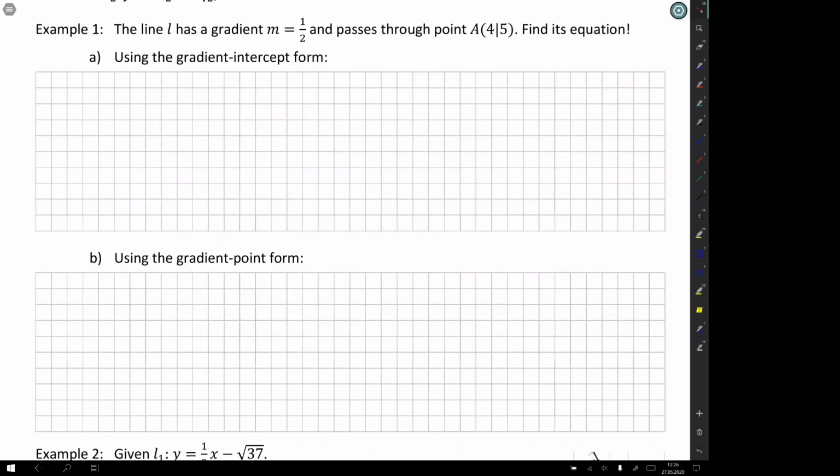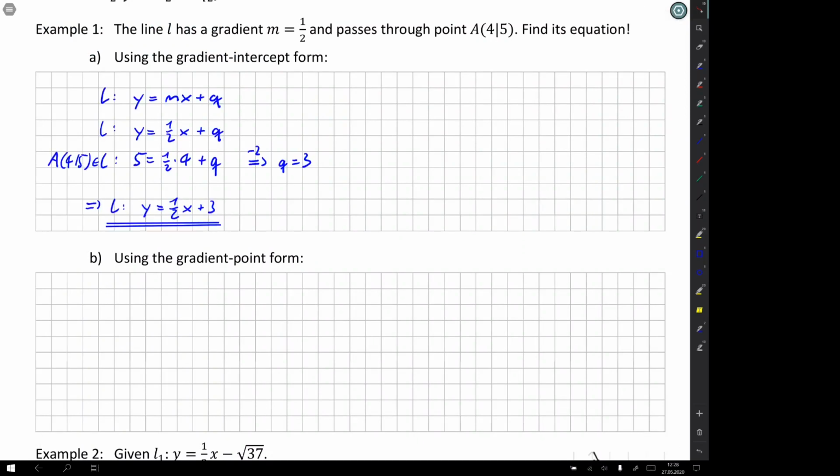Try to solve example 1 on your own. Here comes the solution. We start with the gradient intercept form of a line, y equals mx plus q. Then we know m is 1/2, so we substitute it in here. And then we know the point A lies on the line, so its coordinates fulfill the equation. We insert the coordinates 5 and 4 here. We can solve that for q equals 3. And now we insert for q the 3 here, and we get the equation of the line.